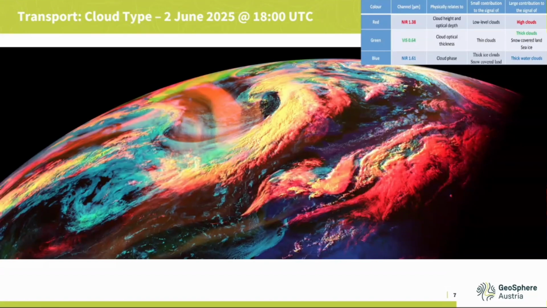Interestingly, there is a new RGB that is now available with MTG. It's the Cloud Type RGB, and here you see the reddish color that comes from the 1.38 micrometer channel that indicates these high smoke clouds. Lily has shown previously that this Cloud Type RGB is nice for depicting high cirrus clouds, but obviously it's also good for high smoke clouds. So here in this area, when it comes from Canada, it's quite high up in the atmosphere.